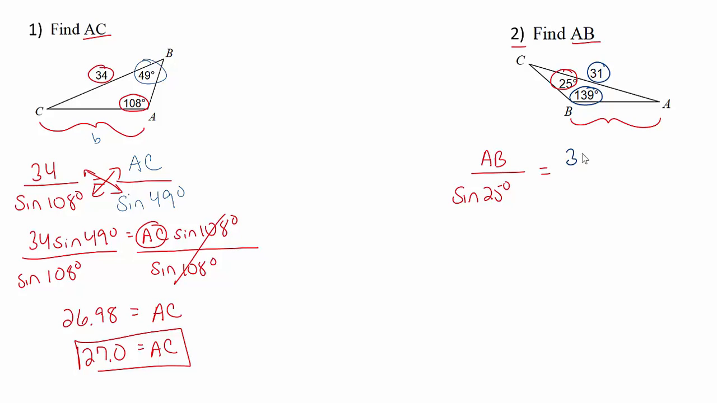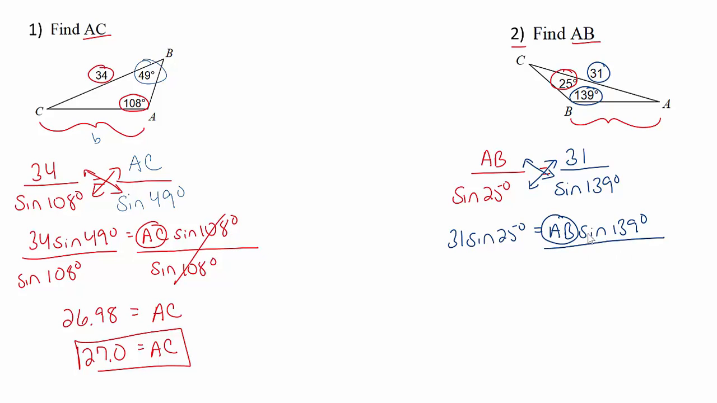So I'm going to have 31. Remember, sides always go on the top, and the sine of the given angle always goes on the bottom. So this is my setup. So now when I cross multiply, I'm going to do 31 times sine of 25, and I'm just going to write that. I'm not going to solve anything yet. Is equal to, and then I'm going to cross multiply there, and I'm going to get AB sine of 139 degrees. AB is what I want. I want to solve for that.